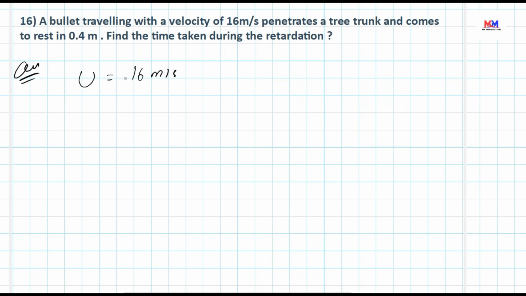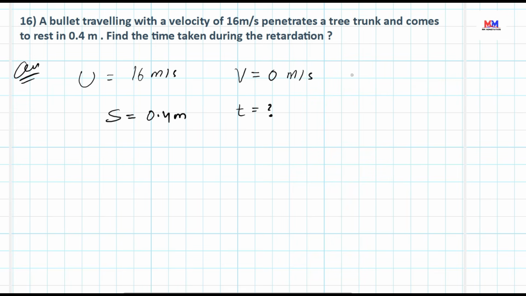Initial velocity is 16 meters per second, final velocity is 0 meters per second, and it comes to rest in 0.4 meter. So S equals 0.4 meter. That is the displacement given. Displacement equals 0.4 meter. Find the time taken during the retardation. So what is the time taken during the retardation?